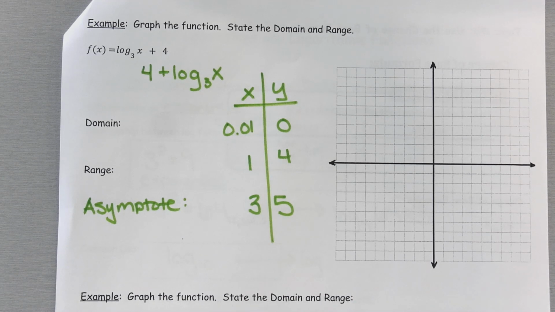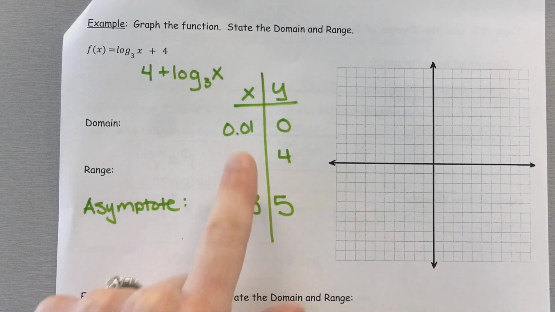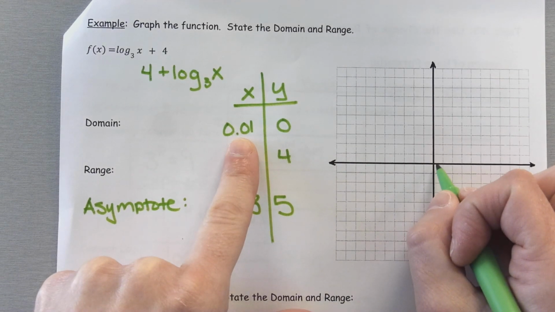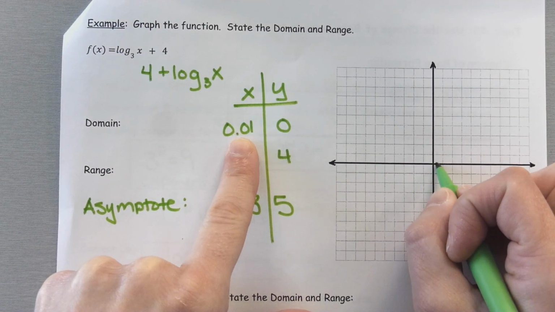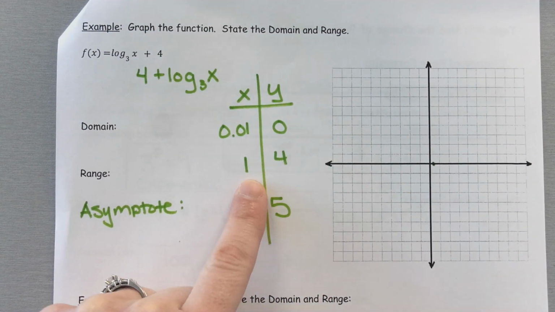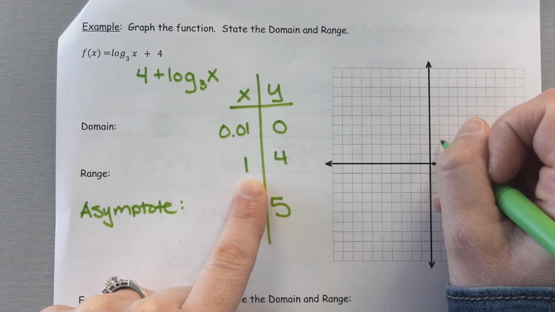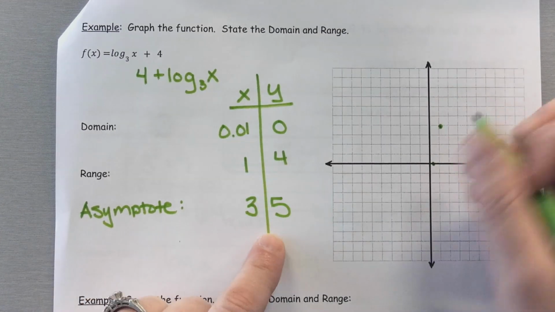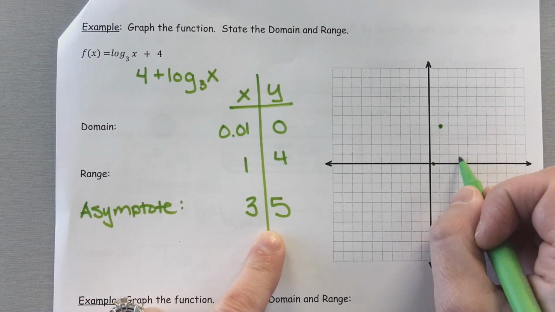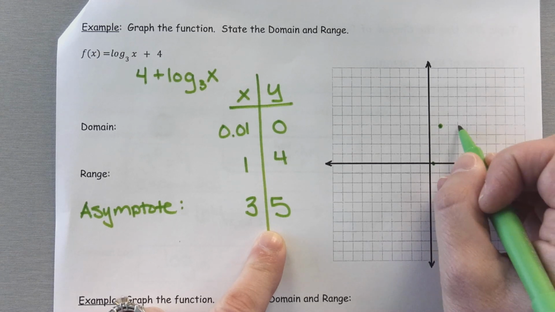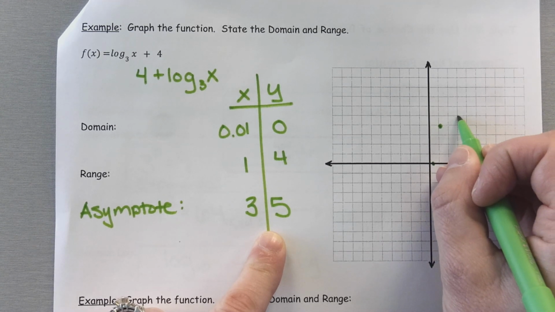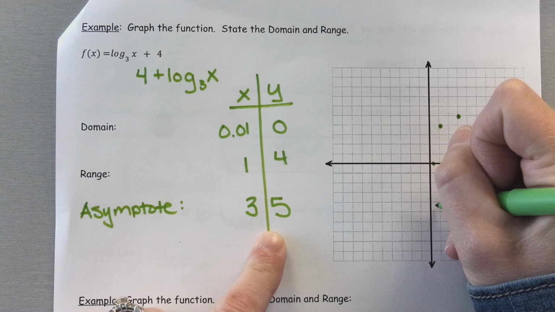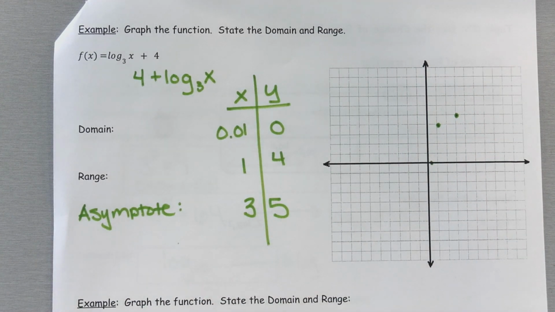So the next thing that I want to do is go ahead and plot these points. So I'm over barely anything and I'm at 0. I'm over 1 and I'm up 1, 2, 3, 4. I'm over 1, 2, 3 and I'm up 1, 2, 3, 4, 5. Okay, now, don't draw it in yet.